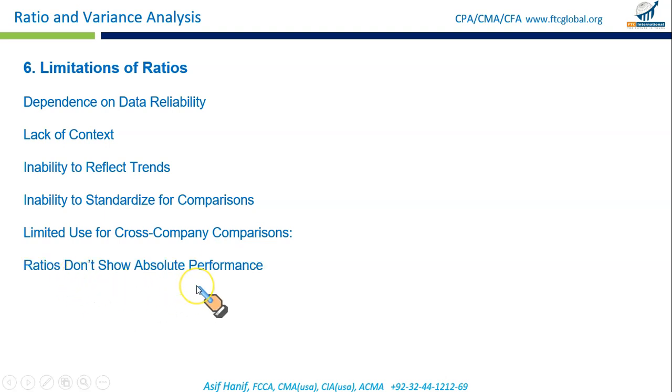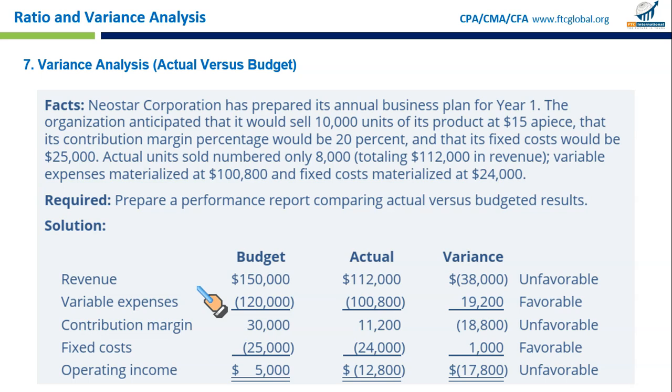Ratios do not show absolute performance. Ratios only provide you a relative measure. They do not provide you absolute financial performance. For example, a ratio may show a company has a strong profit margin, but it doesn't tell you the actual profit. So for complete analysis, ratios should be used along with the actual dollar amounts to provide more insight into the data. This is the last subunit of your current section.